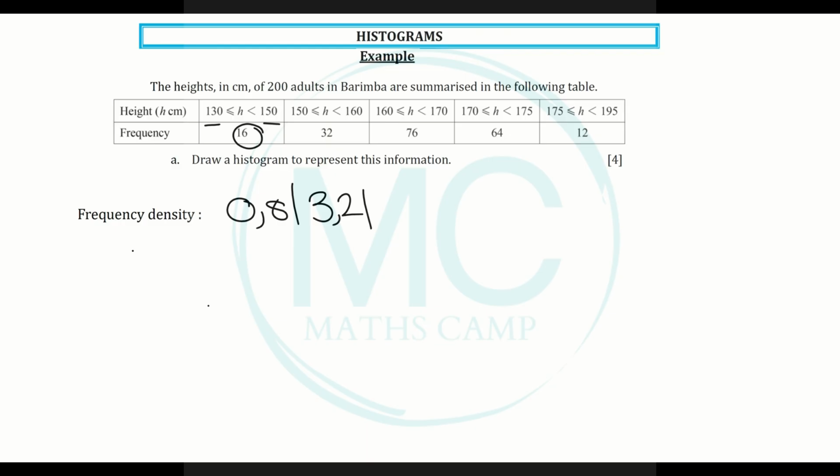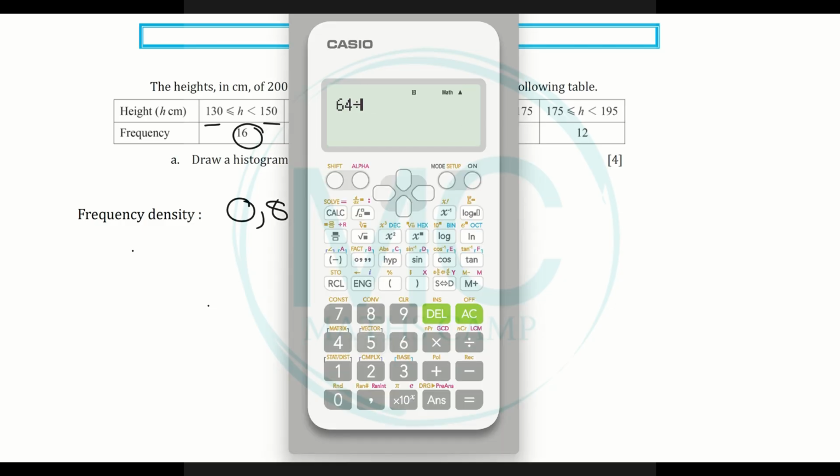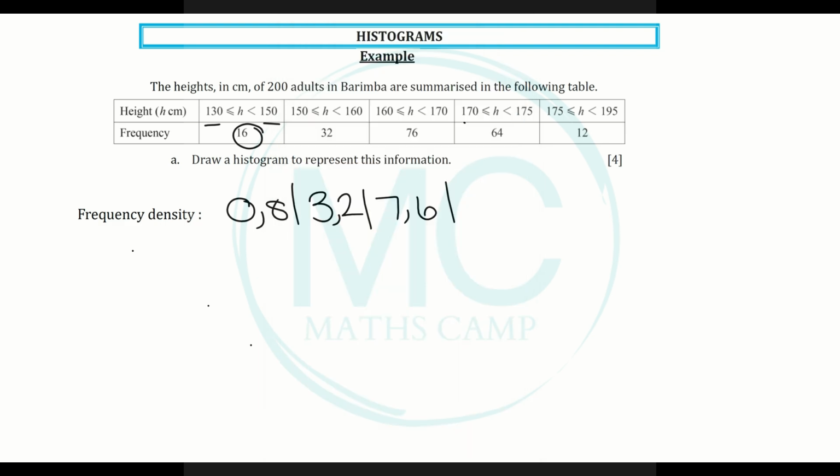For the next interval, 160 to 170, the interval has a length of 10. 76 divided by 10 gives us a frequency density of 7.6. Then we have 170 to 175. The length is 5 units. So I can take my calculator. Say 64 divided by 5 is equal to 12.8. That's the height of my next bar. And finally, 175 to 195 is an interval of 20 units. 12 divided by 20 gives me a frequency density of 0.6.